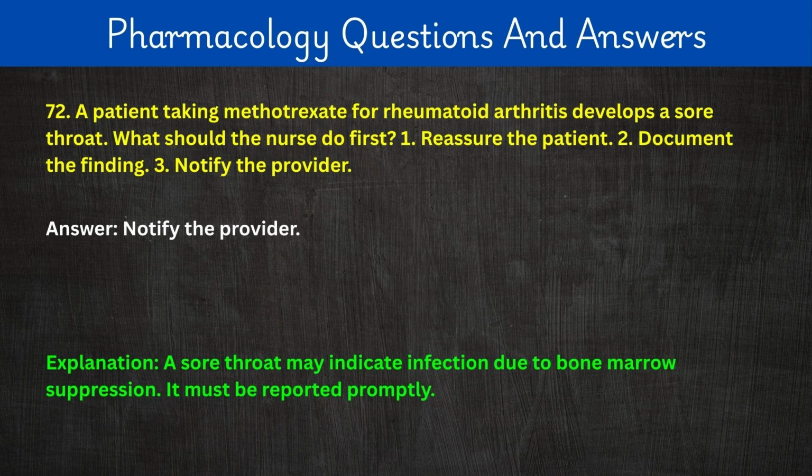72. A patient taking methotrexate for rheumatoid arthritis develops a sore throat. What should the nurse do first? 1. Reassure the patient. 2. Document the finding. 3. Notify the provider. Answer: notify the provider. Explanation: a sore throat may indicate infection due to bone marrow suppression. It must be reported promptly.